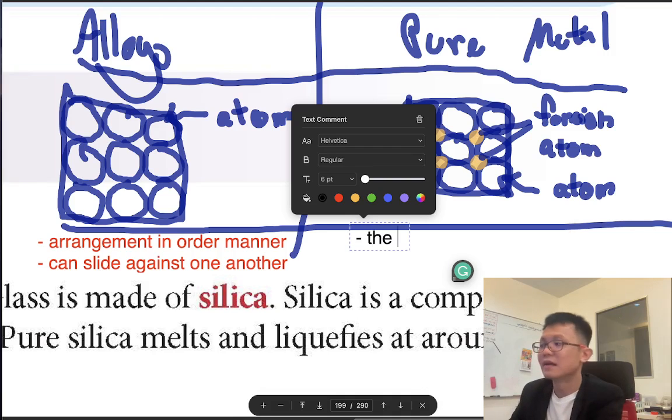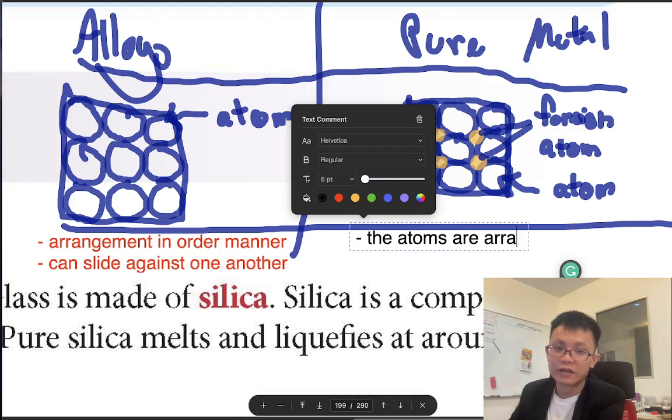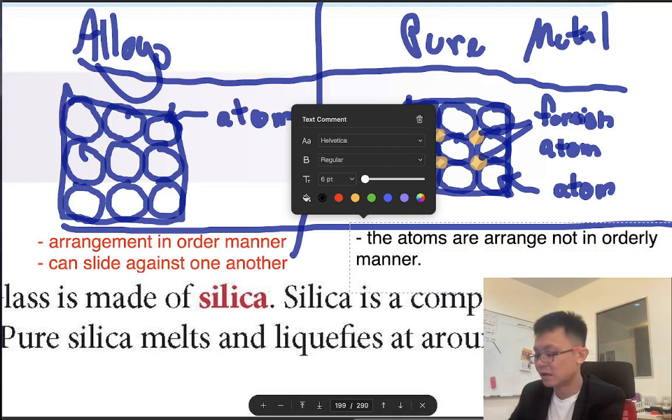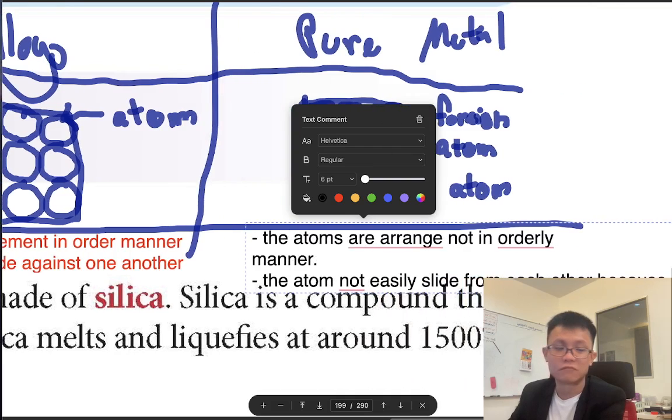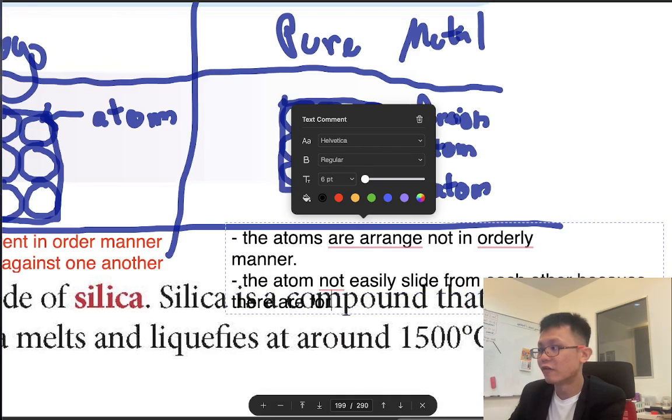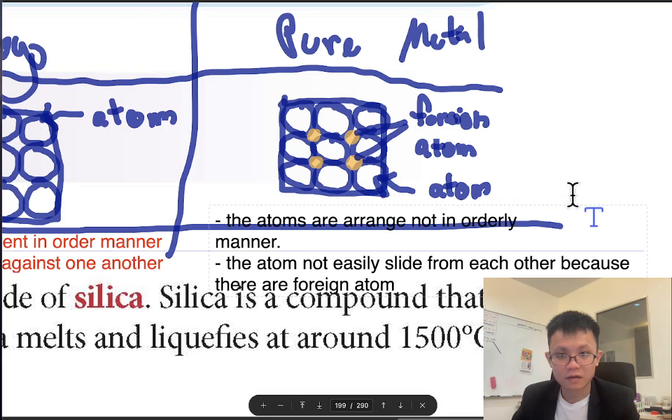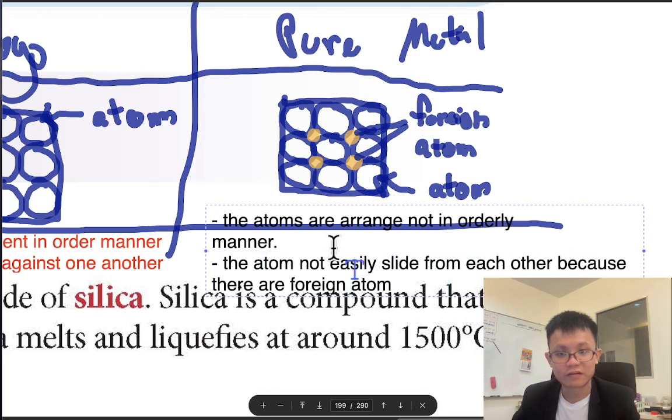So maybe I can say the atoms are arranged not in orderly manner. And then I can say that the atoms do not easily slide from each other, because there are foreign atoms. If you want to add more words, put it here. Okay, the atoms are not arranged in an orderly manner. You don't need to remember the whole sentence.